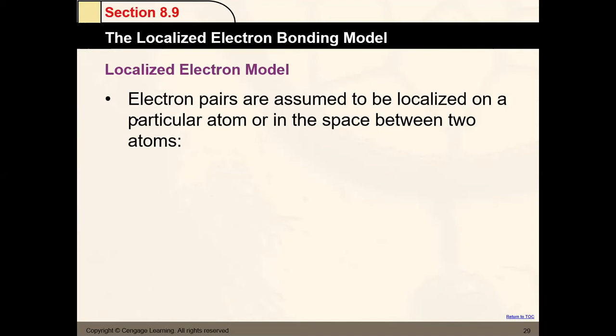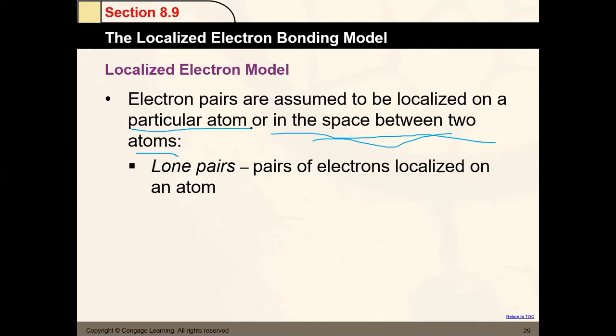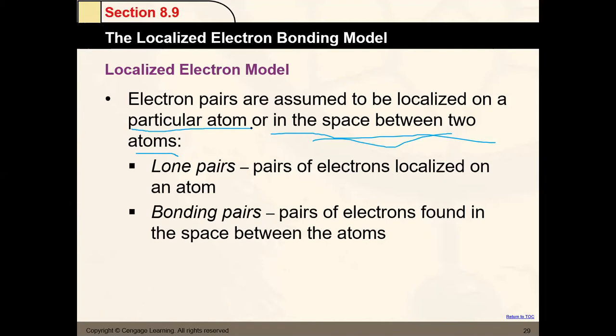So electron pairs are supposed to be localized on a particular atom or in the space between the two atoms. If the atoms decide to form a chemical bond, there will be a space between them where the electrons will be located. If the atom does not want to form a chemical bond, the electrons stay localized on the atom and will not go anywhere. Lone pairs are pairs of electrons localized on the atom, and the ones in the space between the two atoms are called bonding pairs. That's the difference.